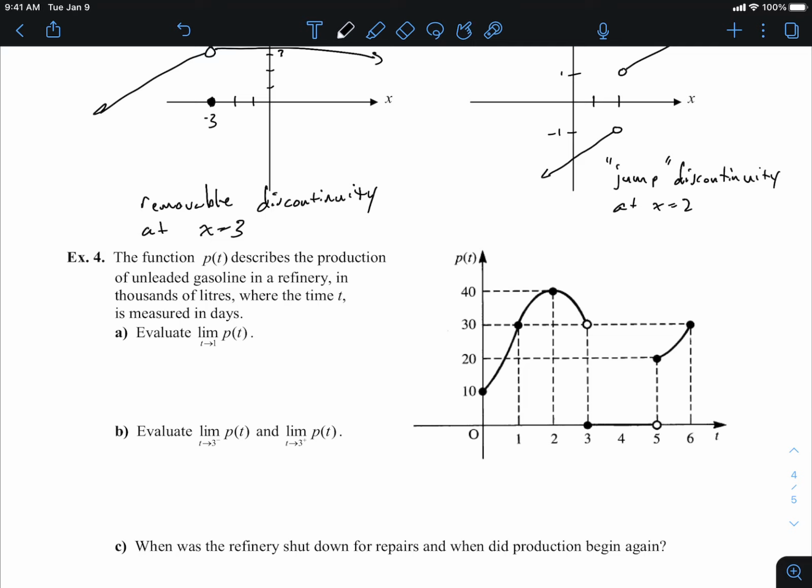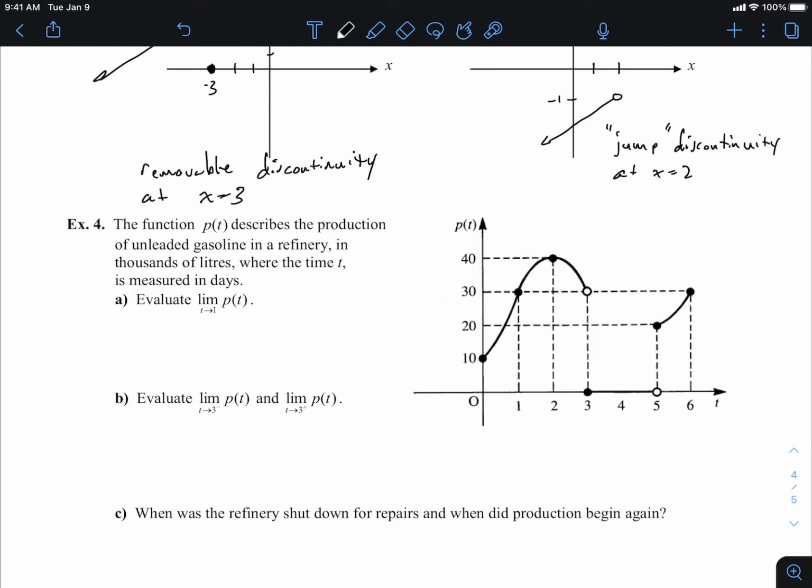Okay, so if we jump down to number 4 here, and this is going to be it for this morning's portion of the lessons: the function p of t describes the production of unleaded gasoline in a refinery in thousands of liters, where the time t is measured in days. We want to evaluate the limit as t approaches 1 of the actual function, so we just want to see what the value is graphically.